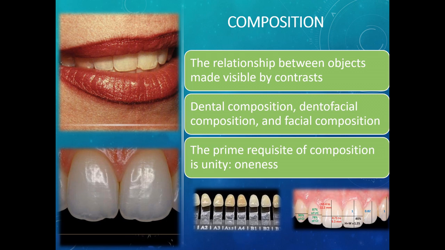And the contrast can be in size or it can be in color. We have discussed in detail about this in the Smile Designing PPT. And there we said that harmonizing an aesthetic smile requires a perfect integration of facial composition and dental composition. Now, this facial composition includes the hard and soft tissues of the face, and the dental composition relates more specifically to teeth and their relationship to the gingival tissues.